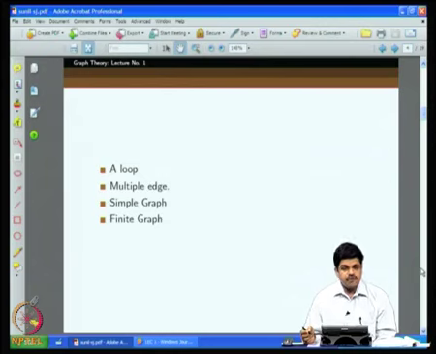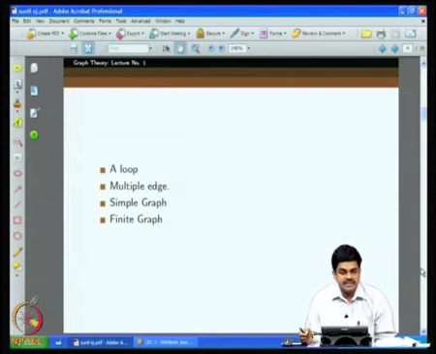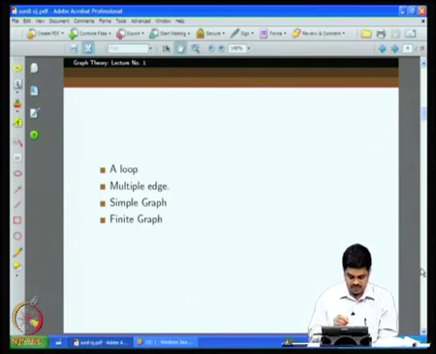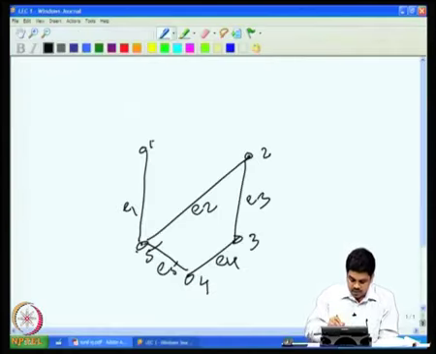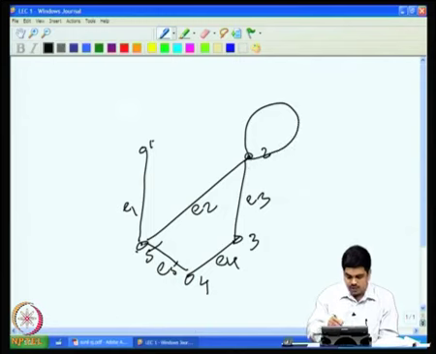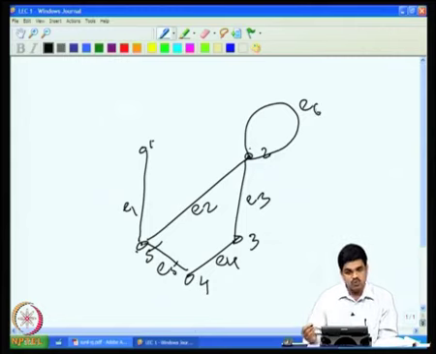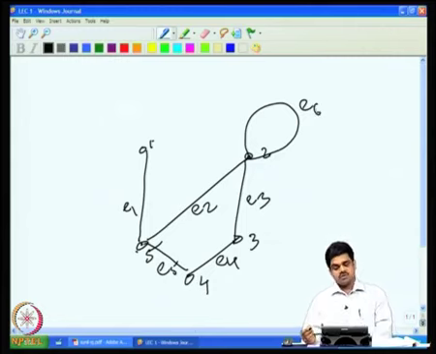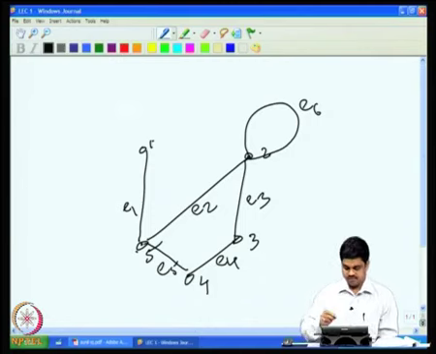Now, what kind of edges are possible? It is not necessary that the two vertices associated with an edge, the endpoints, are distinct vertices. For instance, it can be like this, the two vertices associated with this edge, say E6, are 2 and 2. So, it is called a loop because both the endpoints are the same.